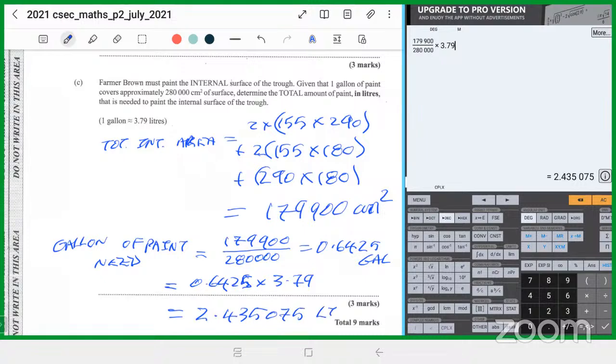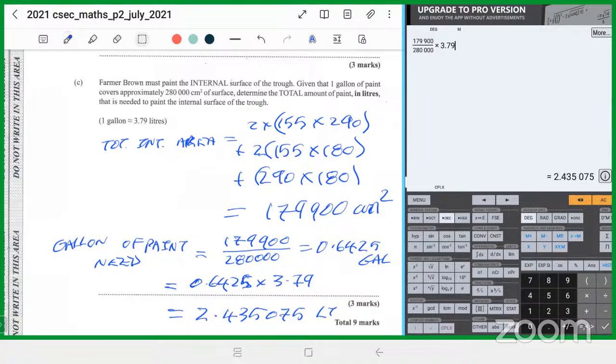That is it. Hope you understand. So I get the total area internally, I divide it by the amount that covers 1 gallon. That tells you how many gallons you need. And then to convert from gallons to liters, we have to multiply by 3.79. All right, that is it. That's not the only way to do it, but this way is good enough.